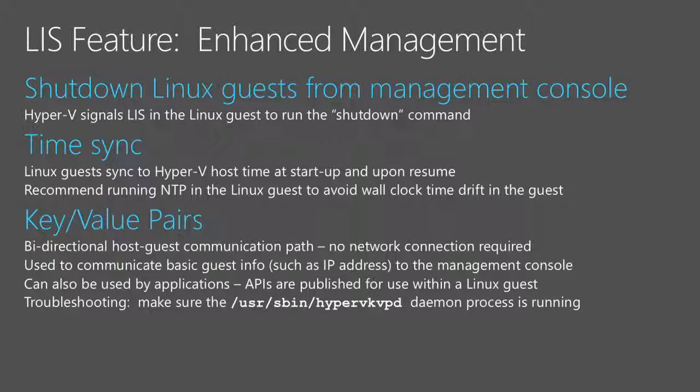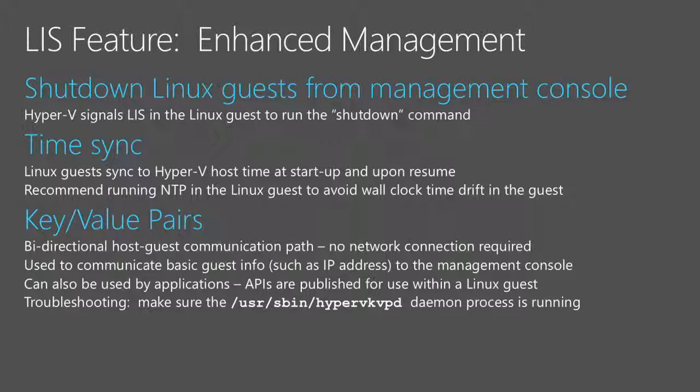Key value pairs, another great feature that allows you to communicate information back and forth between the guest and the host. And this is not a network connection. This is passing over what's called the VM bus, which is the internal communication path between the Hyper-V host and the guest. It allows you to pass information from the host into the guest. It allows you to pass information from the guest into the host.